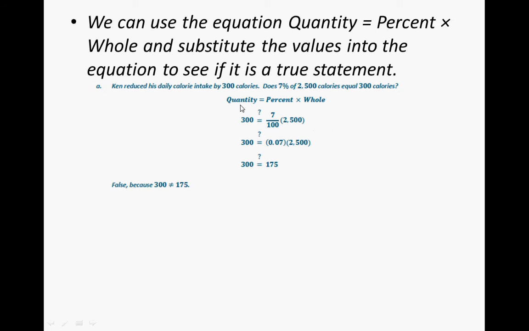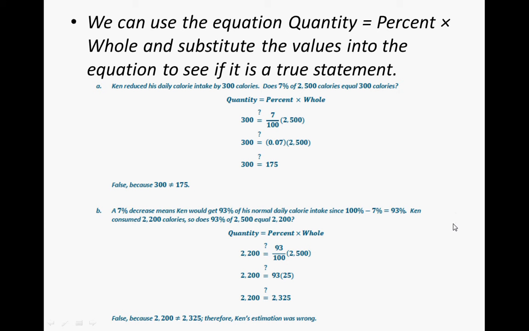So if 300 is the quantity, and the percent is 7%, which we'll write as 7 over 100, and the whole is 2,500, then is 300 equal to 7 hundredths times 2,500? Well, when you do that, you get 175, and is that equal to 300? The answer is false, because 300 is not equal to 175.